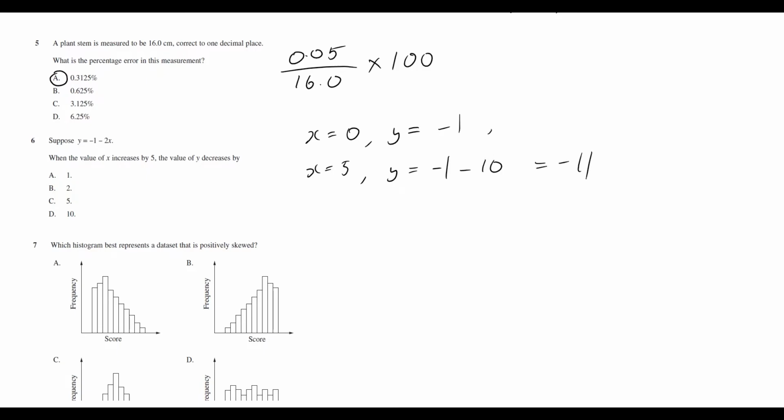Or in other words, minus 11. So what is the value difference between y equals minus 1 and y equals negative 11? Well, it's going to be a decrease of 10, and that's option D.